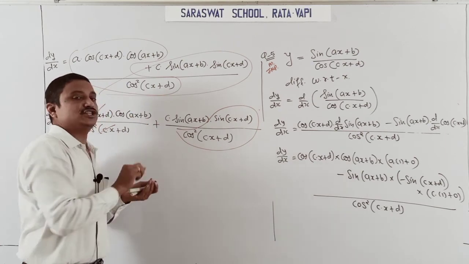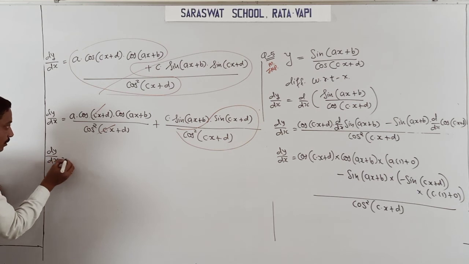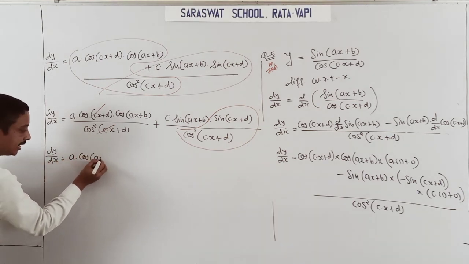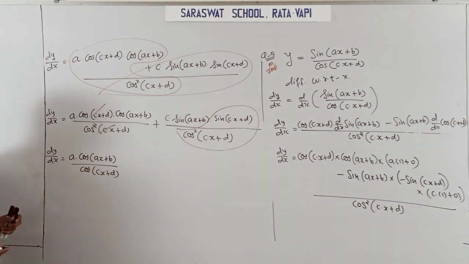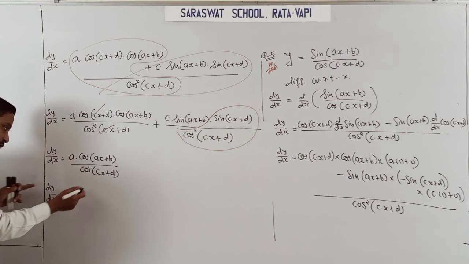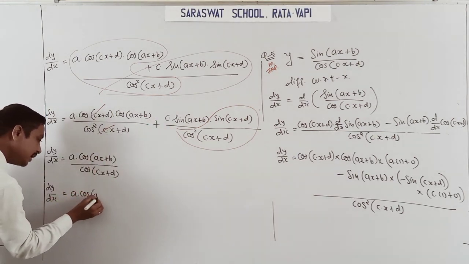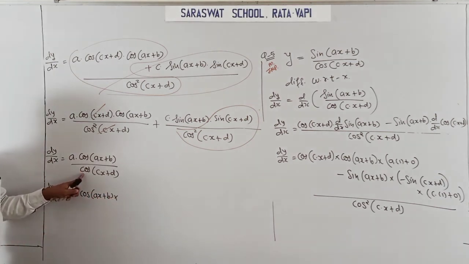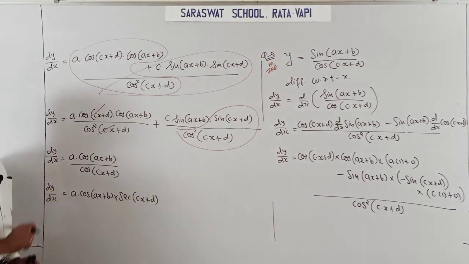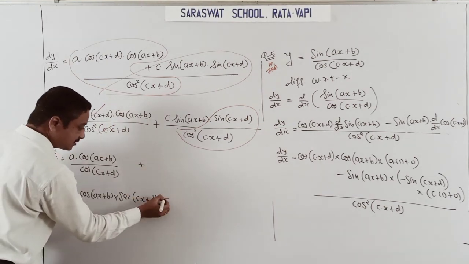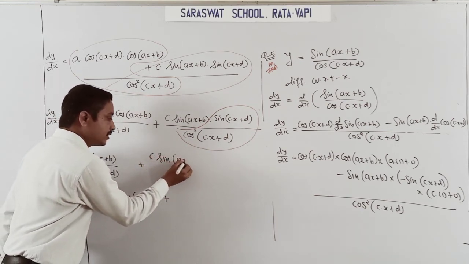These are the joining functions. So dy by dx equals a into cos(ax plus b) upon cos(cx plus d) pending. So further steps, students, I follow this; after that I explain the second. So here a into cos(ax plus b) into, can I write 1 upon cos? It is a sec function. This answer is given in your textbook, plus now this term c into sin(ax plus b).